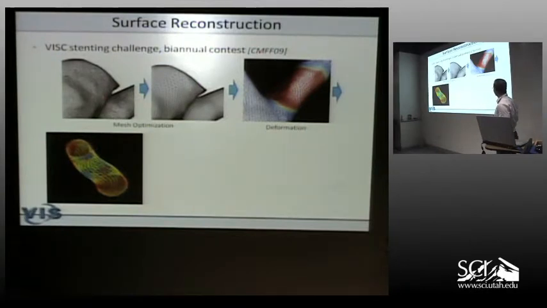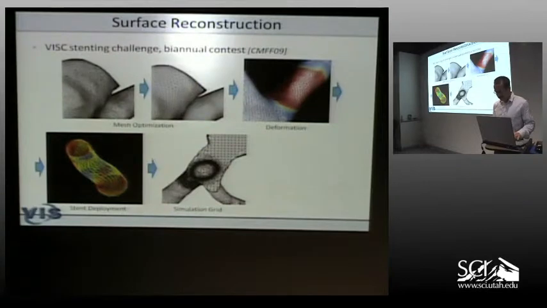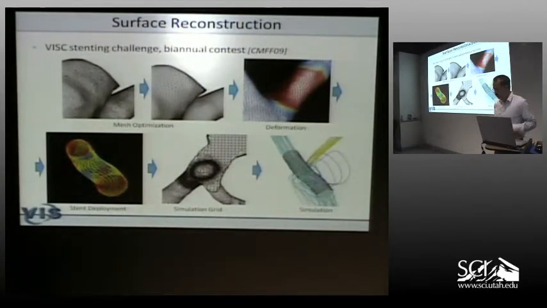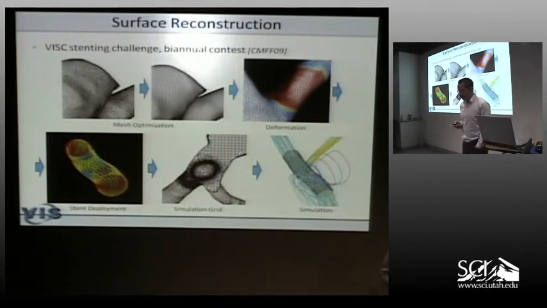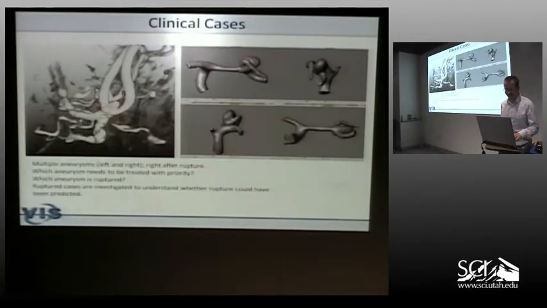First the surface reconstruction, then we have to deform the meshes, of course, because if the stent is inserted this changes the geometry of the vessels, and then the simulation grid is generated, and here you see just the output of the FEM tool. We were quite proud that we were selected among the six groups to present in the final in Houston, and actually we were the only group which was not involved in the organization of the contest which was selected to present at this final.